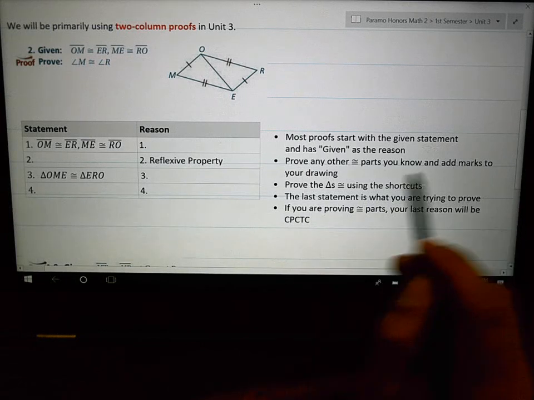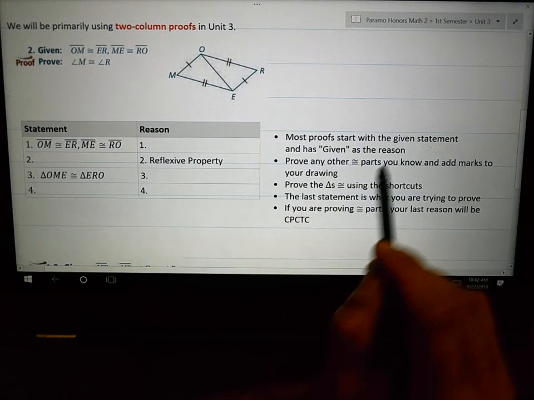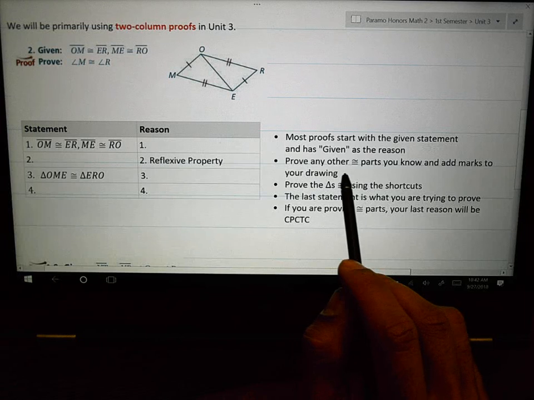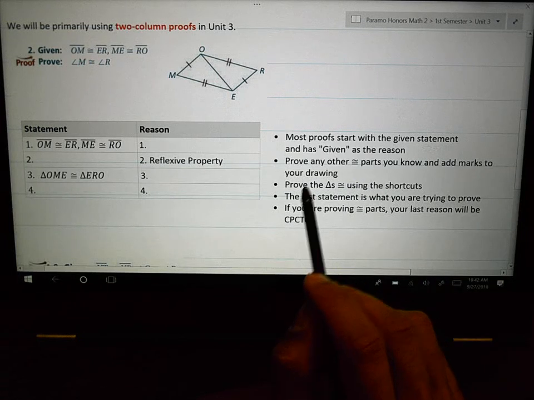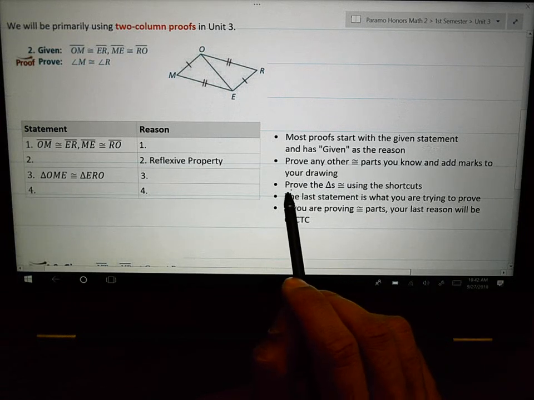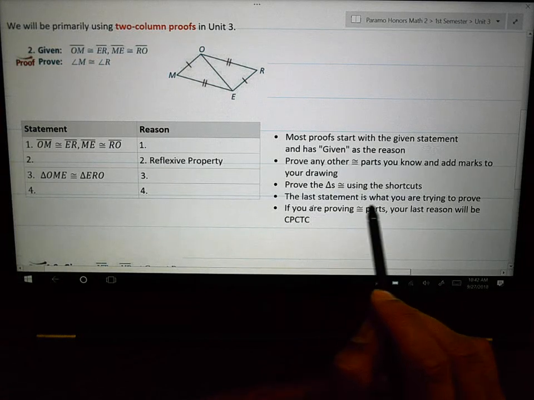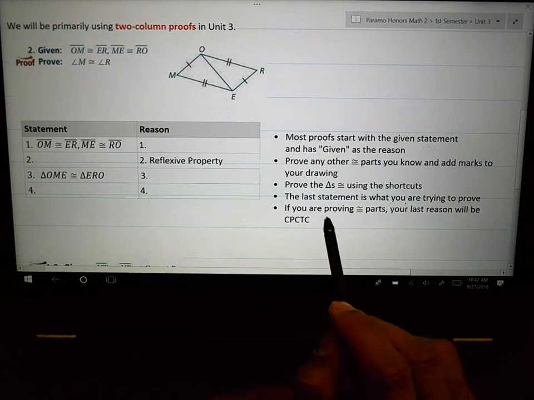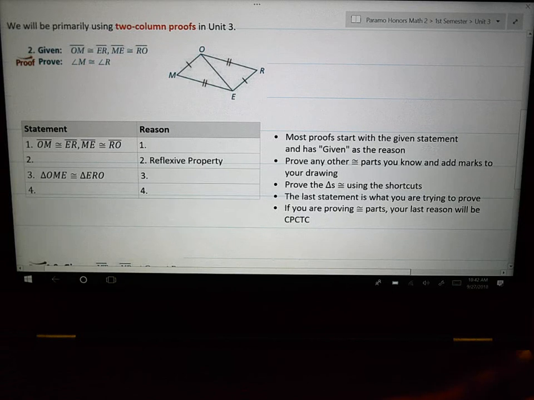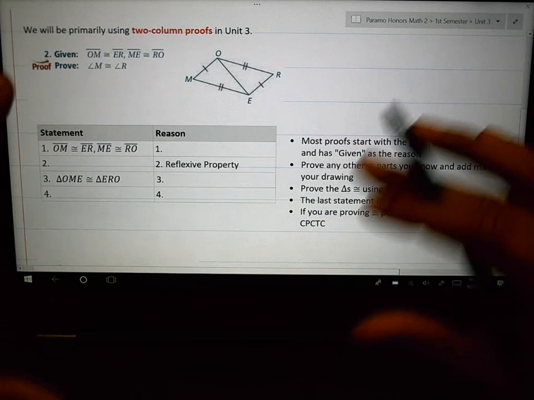Most proofs start off with a given statement and have the word given as the reason. Second, we're going to prove any other congruent parts we know and add marks to our drawing. And thirdly, we're going to prove the triangles are congruent using the shortcuts. The last statement is what we're trying to prove. And if we're proving congruent parts, our last reason will be CPCTC. Everything else we do are examples.